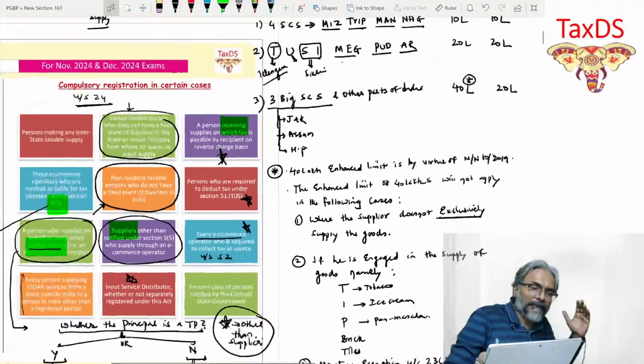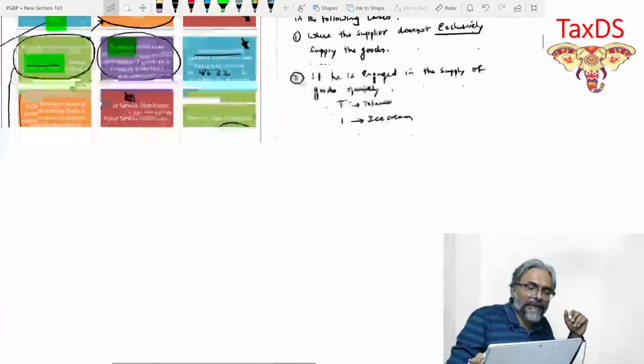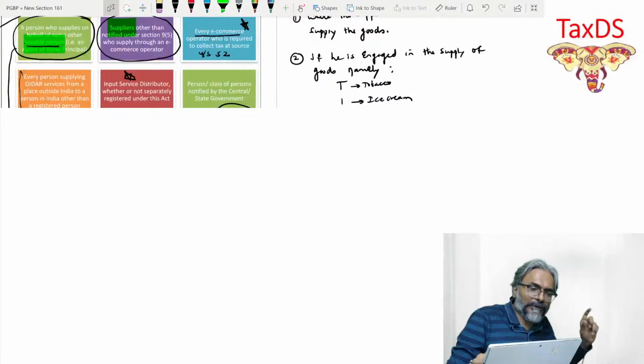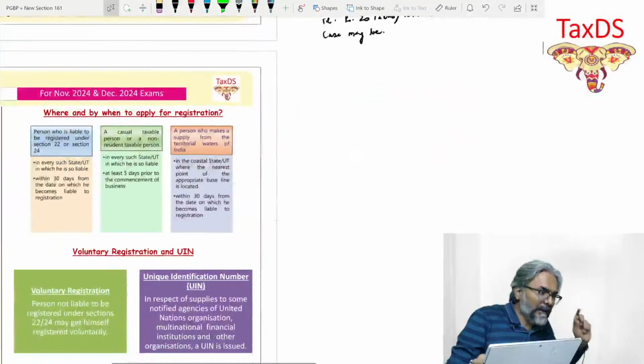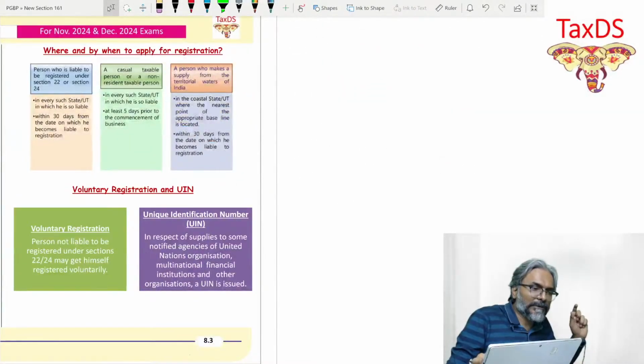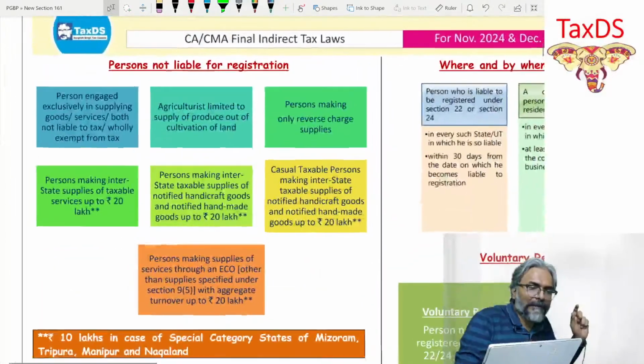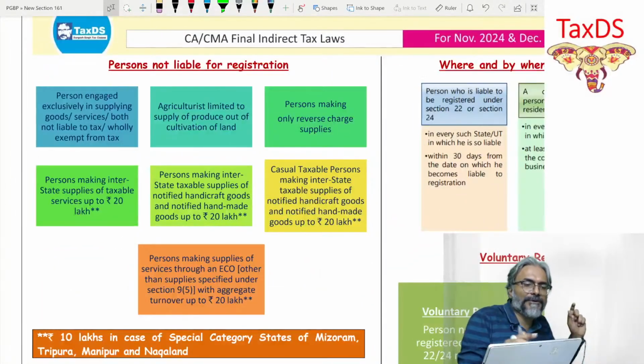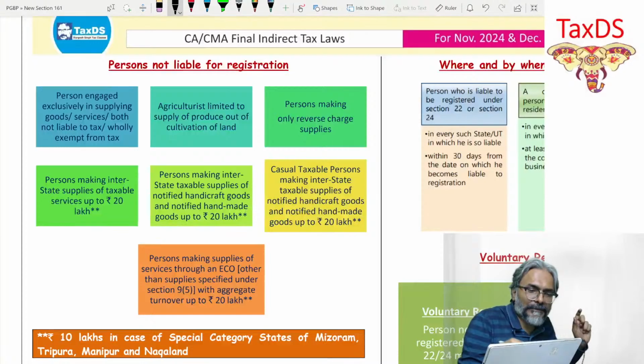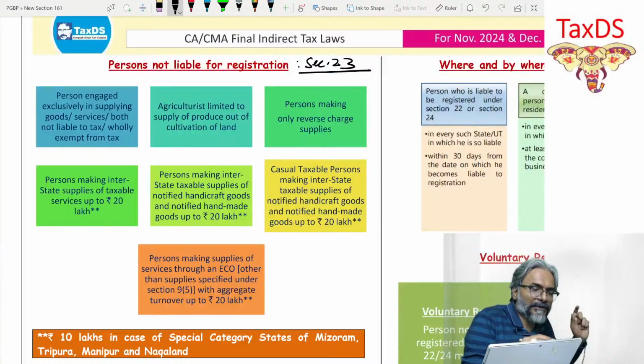If you all are through with this one, students, let's come down to the exemption part. Person not liable for registration. So this is the exemption. This exemption, students, is under section 23.